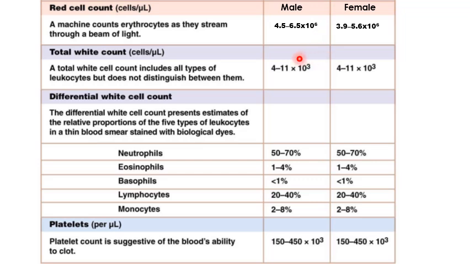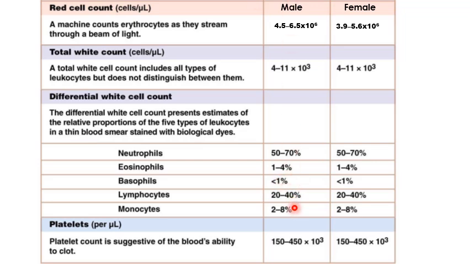If you look at the white blood cell numbers, both males and females will have about 4,000 to 11,000 cells per microliter. And if we look at the different types of white blood cells, the neutrophils are the most abundant white blood cell, about 50 to 70% of your white blood cells, followed by the lymphocytes, 20 to 40%, your monocytes, 2 to 8%, and then your eosinophils, and lastly your basophils.